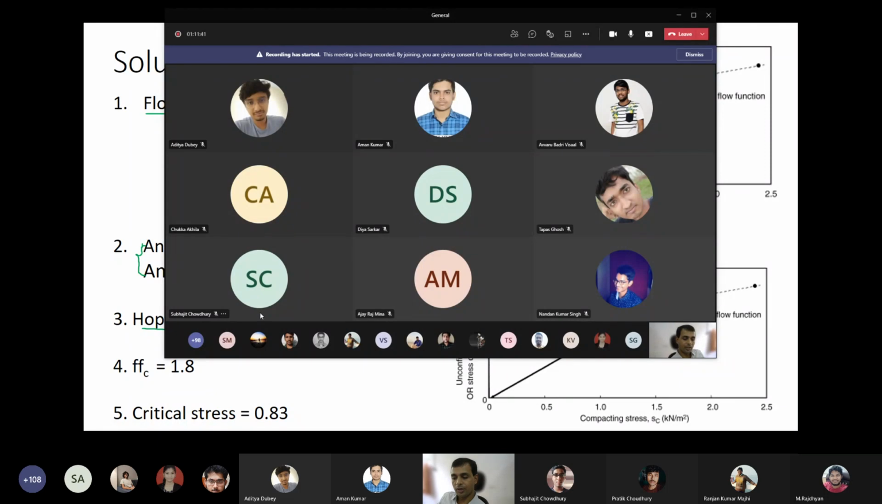Are we able to calculate the conical hopper angle from the angle of internal friction and the angle of wall friction? Are we able to or not? No idea.